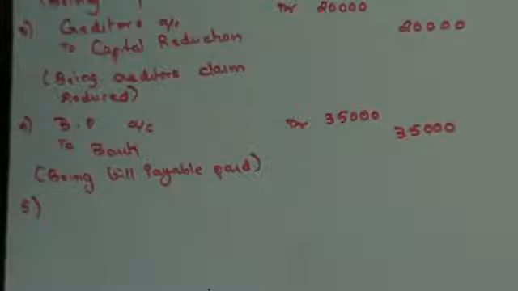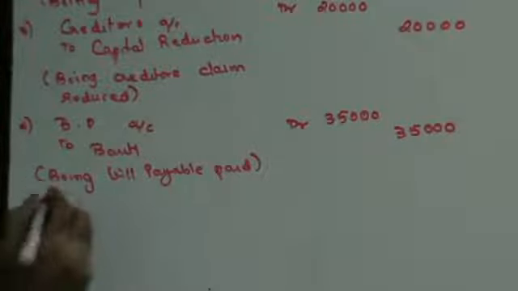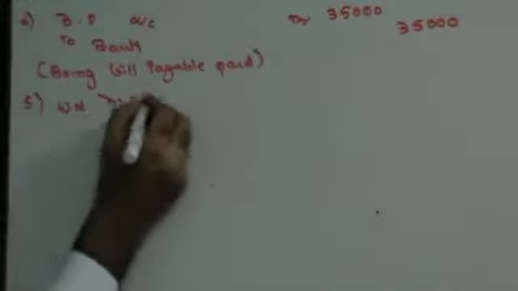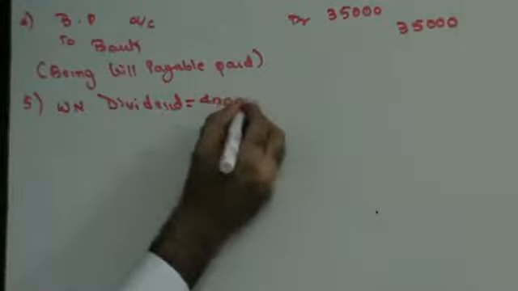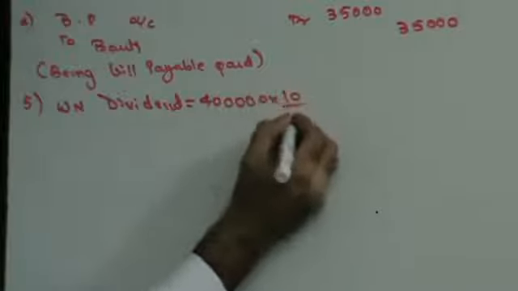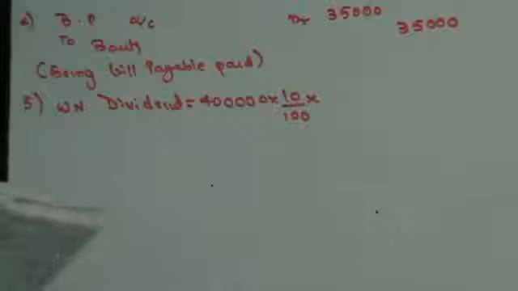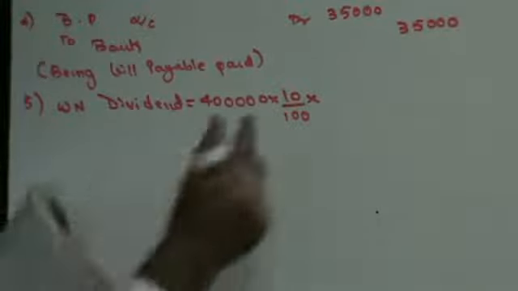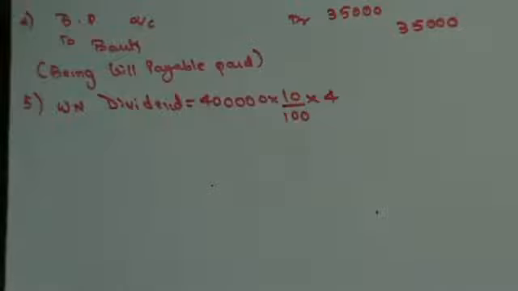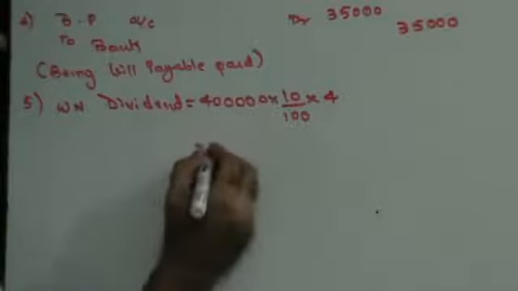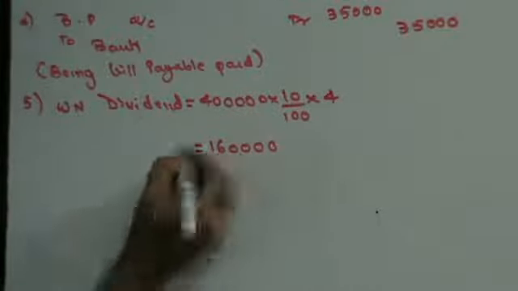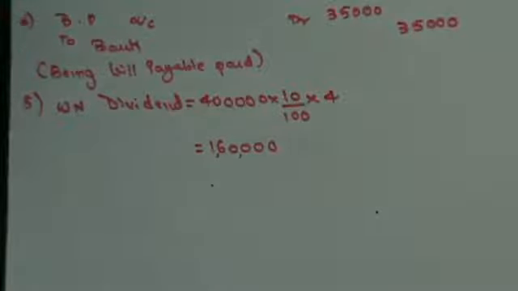Of the preference dividend in arrears, 3/4 is waived and the balance is paid in cash. Now let's see the working note. Preference share capital is 4 lakhs and these are 10% preference shares. And the opening line just below the balance sheet, they have said that it is in arrears for 4 years. So multiply by 4, this would have been my dividend of 1 year. For 4 years, you multiply by 4. 1,60,000. They are saying that 3/4 of which is waived.